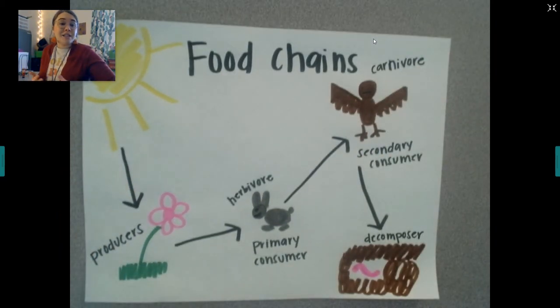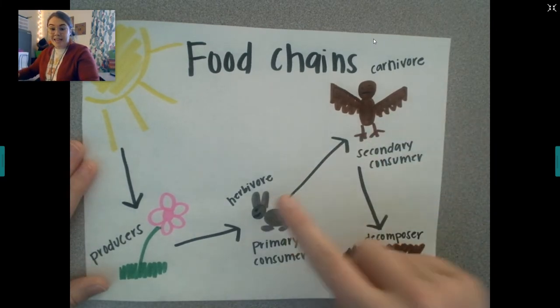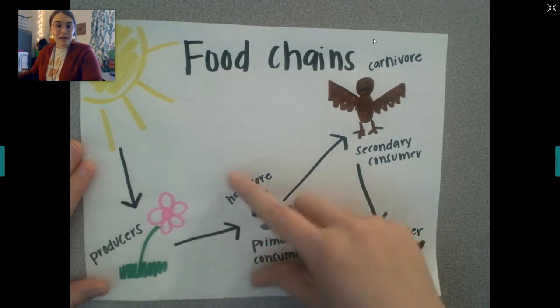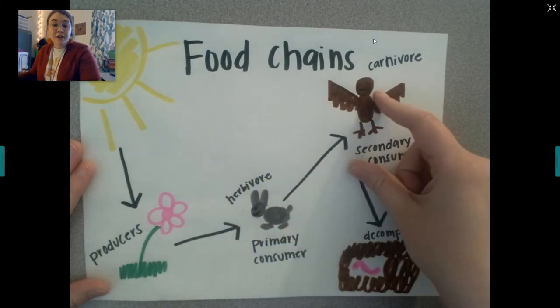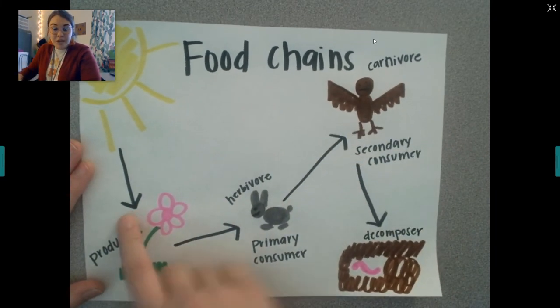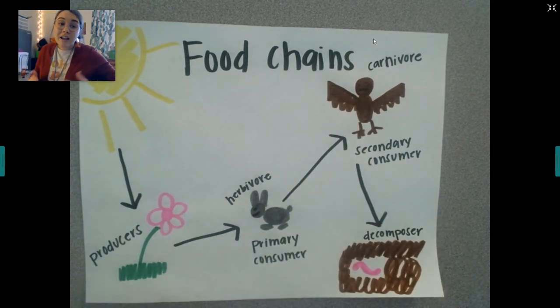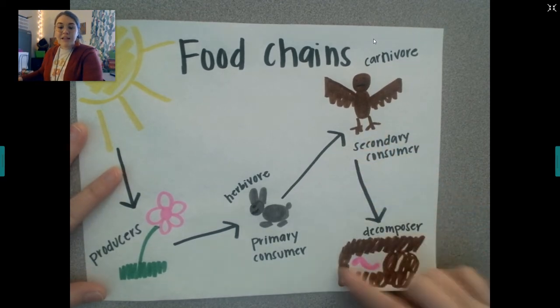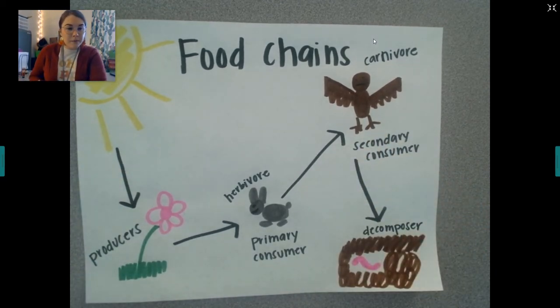And that hawk is considered a secondary consumer because it was the second animal to eat that flower, because the bunny got the energy from the flower. The hawk got the energy from both the bunny and the flower. So then that hawk is a carnivore because it ate a bunny. It ate meat. And then when that hawk passes away, sadly, it's a circle of life. It is going to get decomposed by that cute little worm down there.